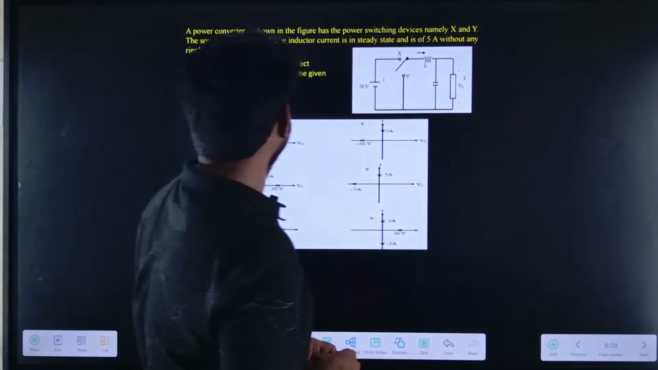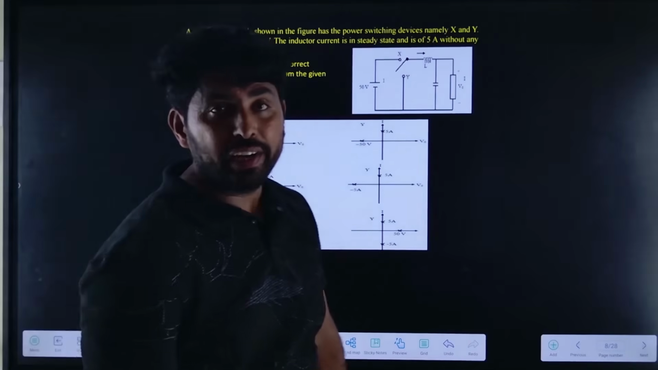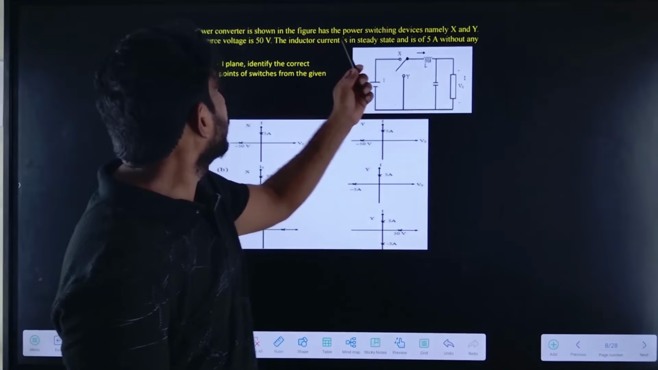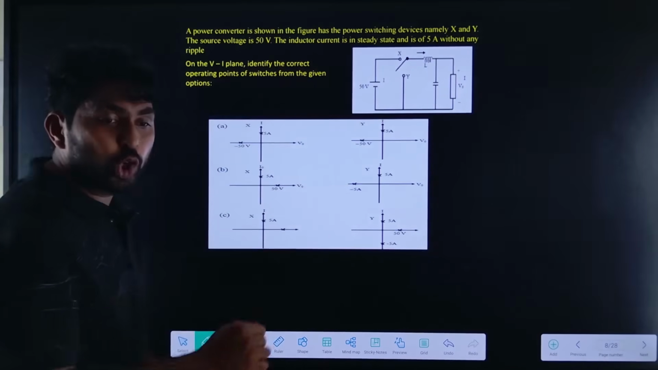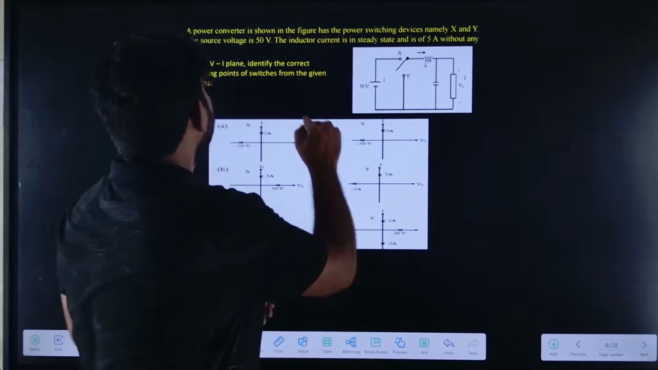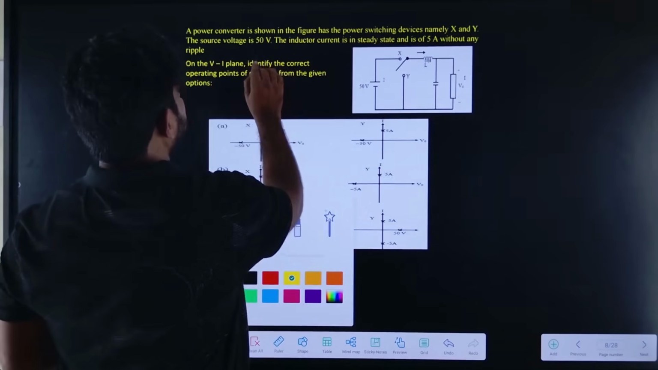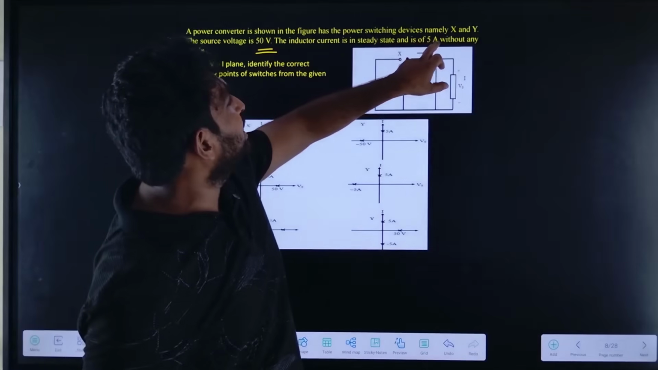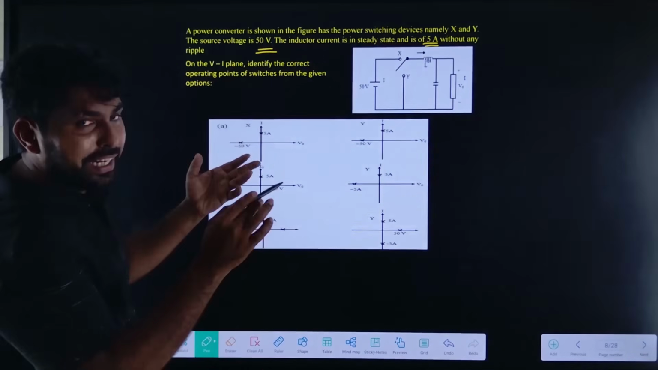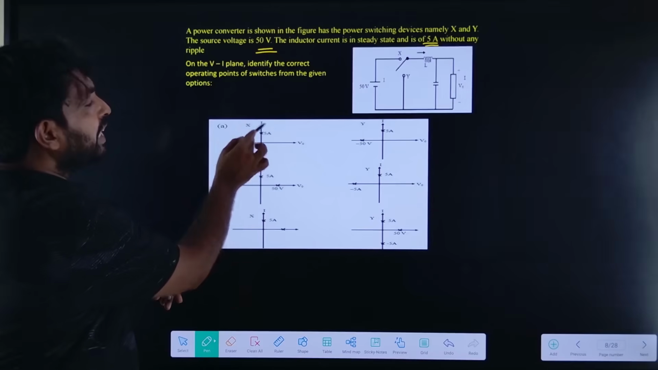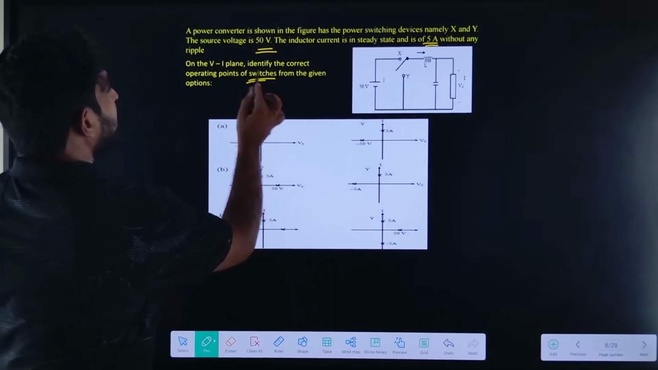So now let us see the next question. Here a power converter is shown in the figure, with switching devices, namely X and Y. The source voltage is given as 50 volts, and the inductor current in steady state is 5 amperes without any ripple. So they need the VI plane.